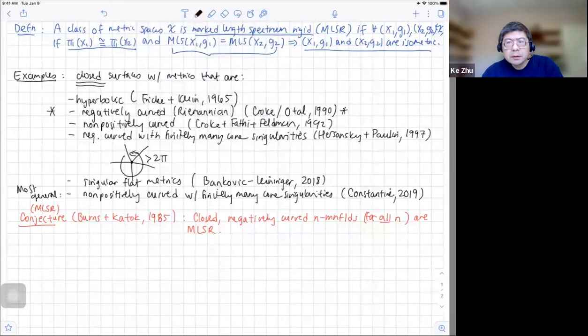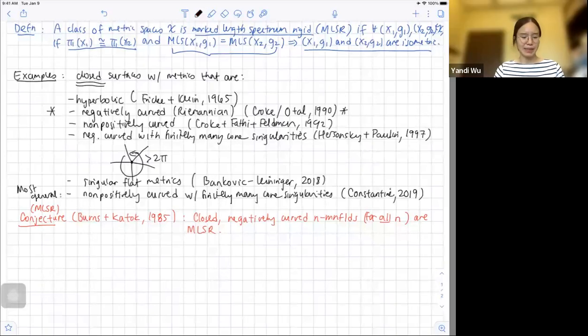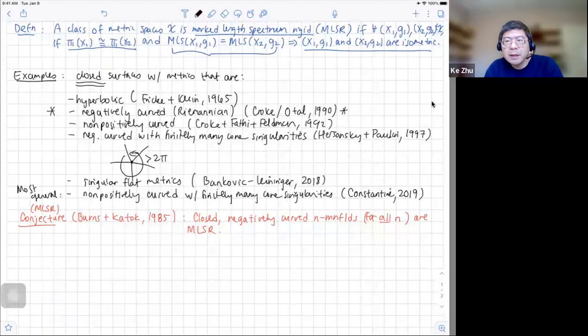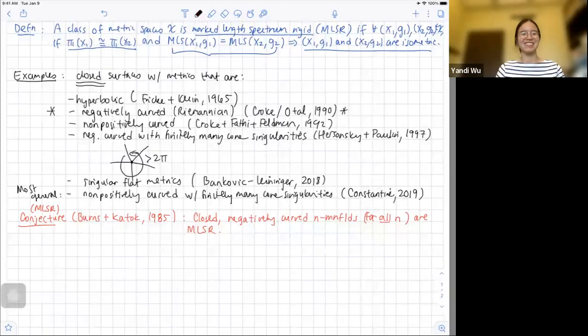May I have a question? Do you allow punctured surfaces, deleting finite points? That's a very good question. No, these are all closed surfaces. So these are all surfaces with no punctures, no boundary components. Okay, so it must be compact. Right. Once you allow for punctures or boundary components, then probably there's no Marked length spectrum rigidity result.